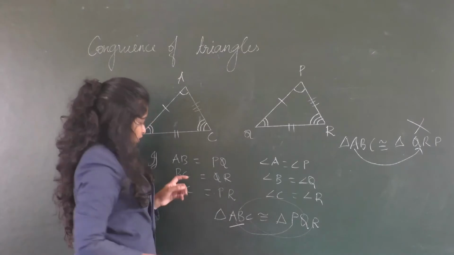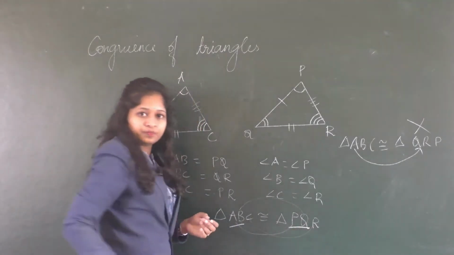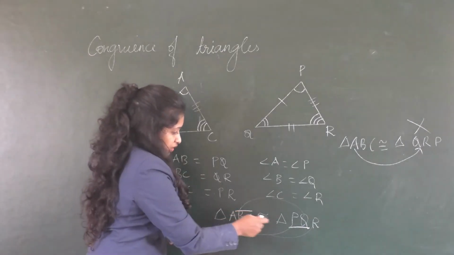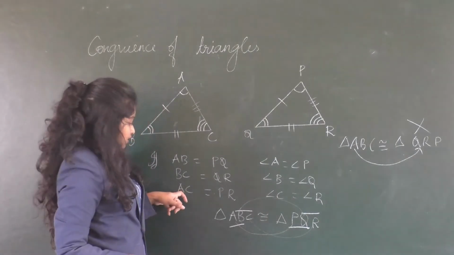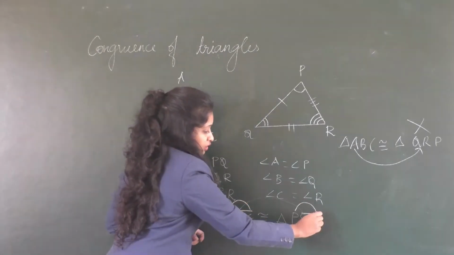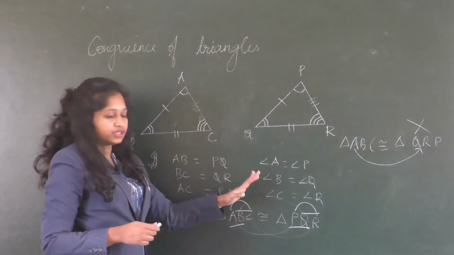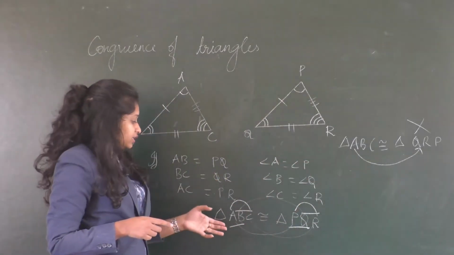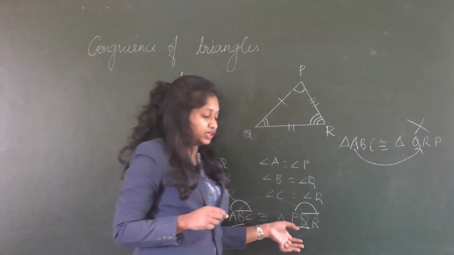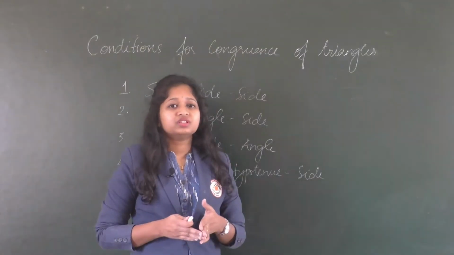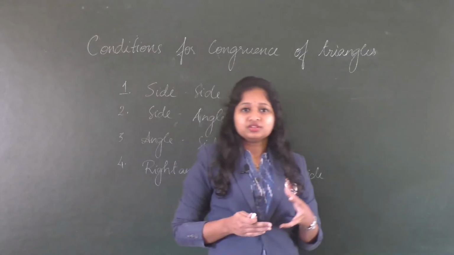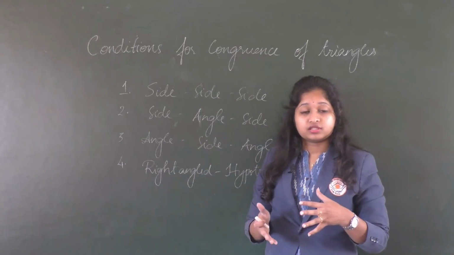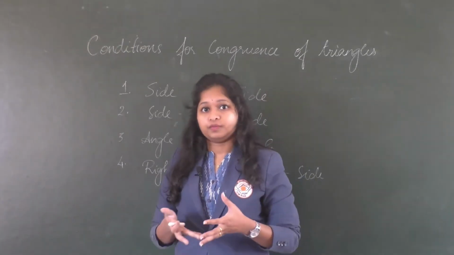See here AB with PQ, they are the same. BC with QR, and next AC with PR. That means all the corresponding sides and all the corresponding angles are same. So, we can tell that triangle ABC is congruent to triangle PQR. So, children, it is time consuming if you want to find all the corresponding sides and corresponding angles and then find whether they are congruent or not, isn't it?